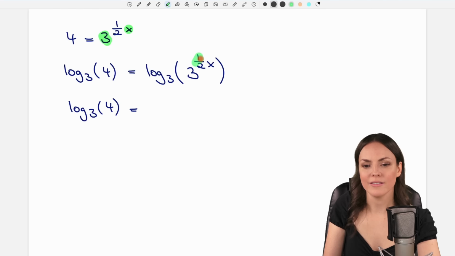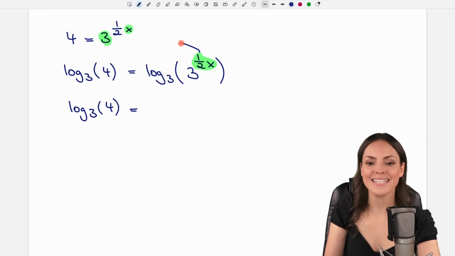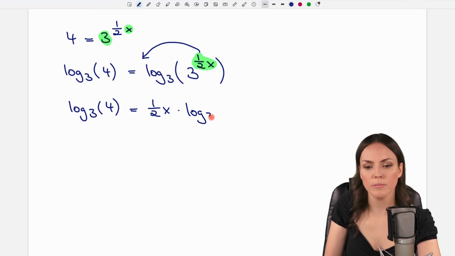If you have an exponent in your logarithm, you are always allowed to write this exponent in front of your logarithm. So you take your 1 over 2x and write it in front of the logarithm, and then you just have your logarithm base 3 of, and then you only have the 3 left in here because everything else is in front of the logarithm already. So you only have the 3 in your logarithm.